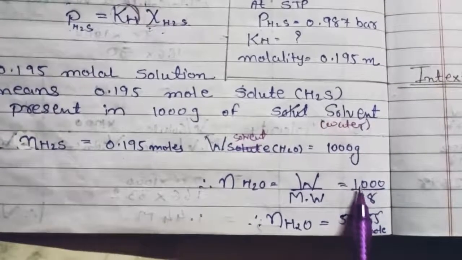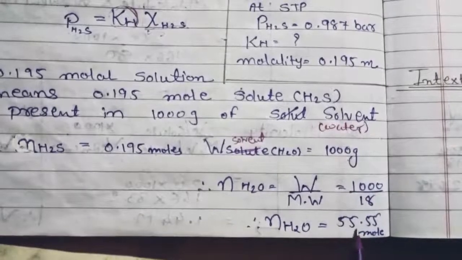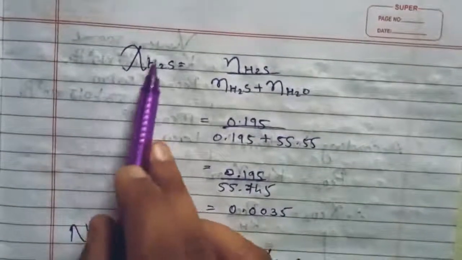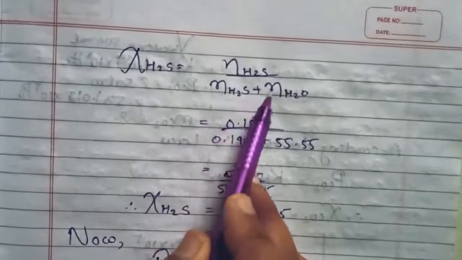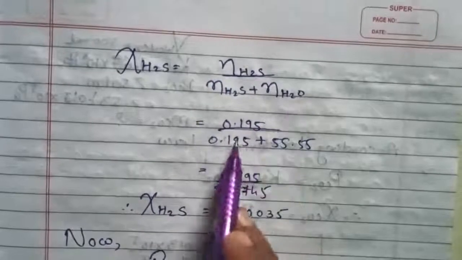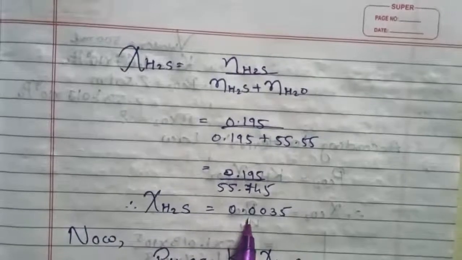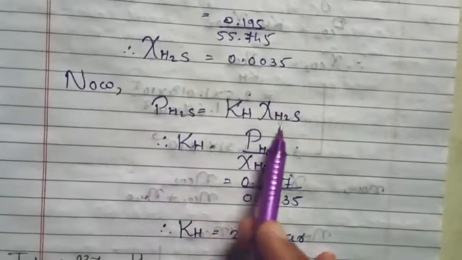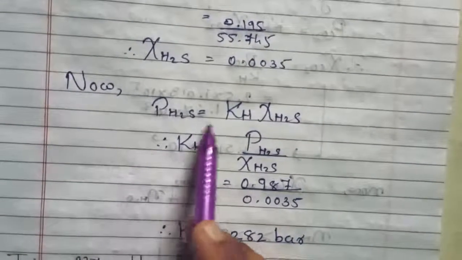So we have to divide the 1000 by 18, so we will get moles of H2O equal to 55.55 mole of water. Now mole fraction of H2S equals moles of H2S divided by moles of H2S plus moles of water. Replace the values of moles of H2S and moles of water, and you will get the mole fraction of H2S equal to 0.0035.